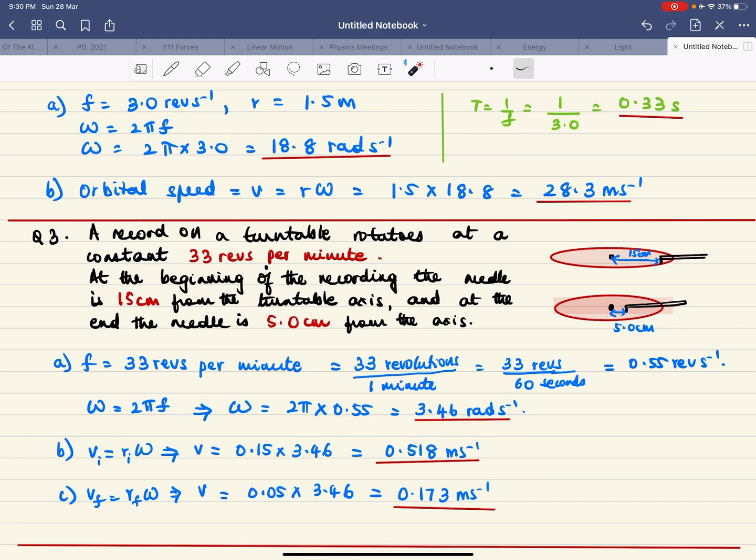And then B is what's the linear speed at the beginning of recording? v is r omega, but at the beginning your radius is 15 centimeters. So you have your omega, the angular velocity, multiplied by 0.15, and you get the answer. And then the linear speed at the end, you get a new radius times the same angular frequency or angular velocity, and you get the answer.